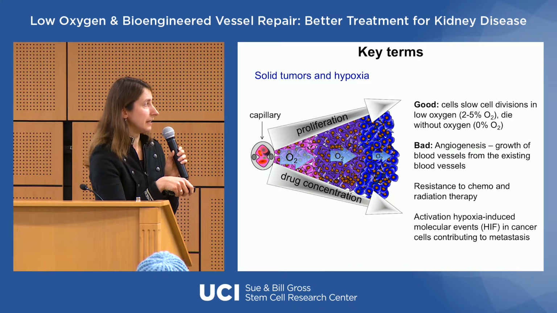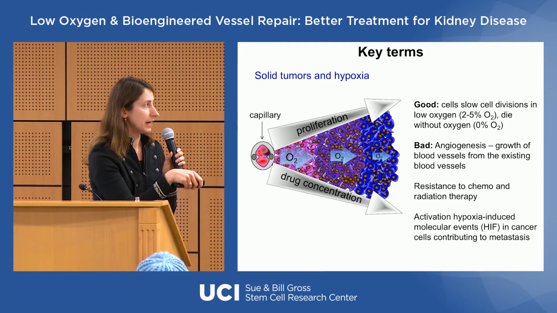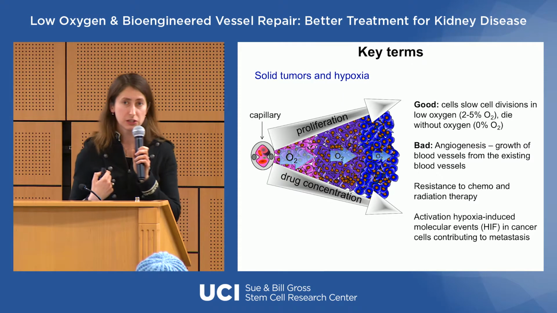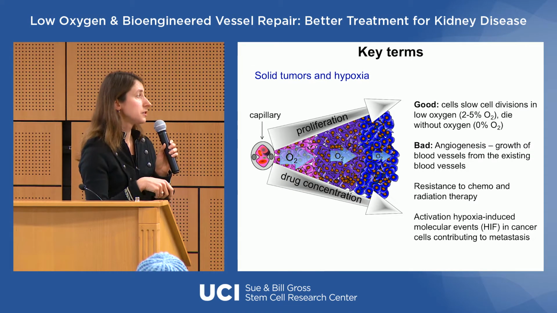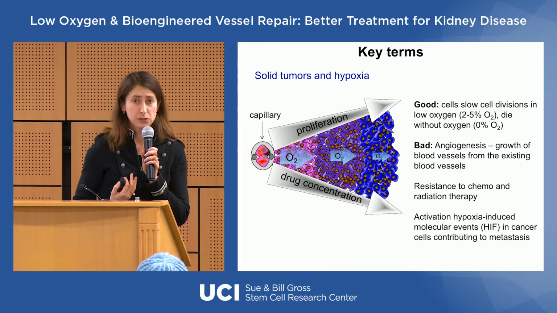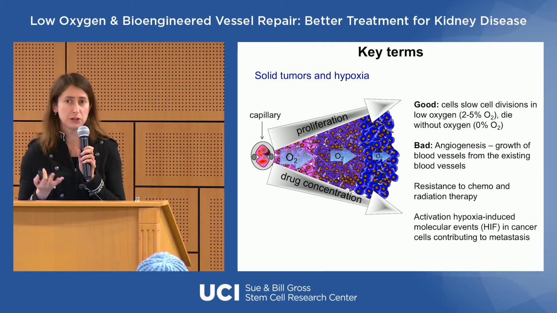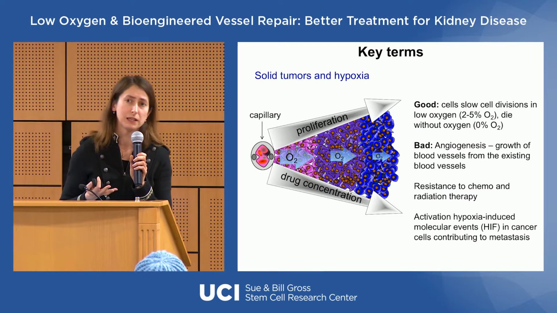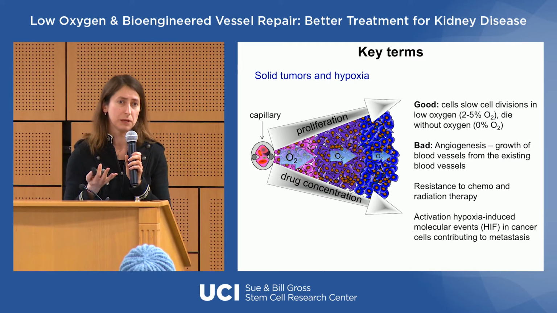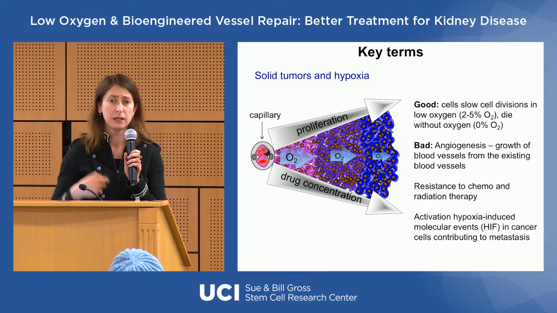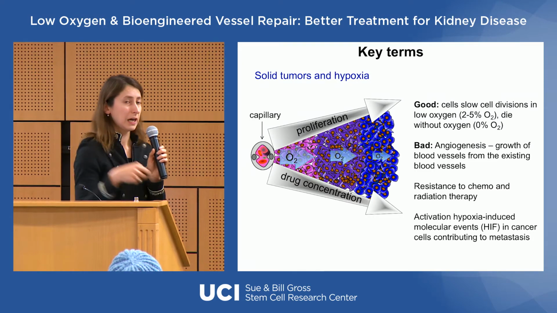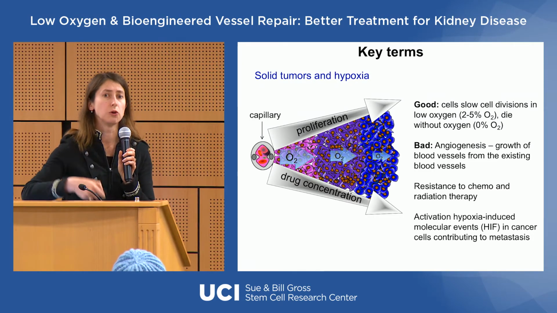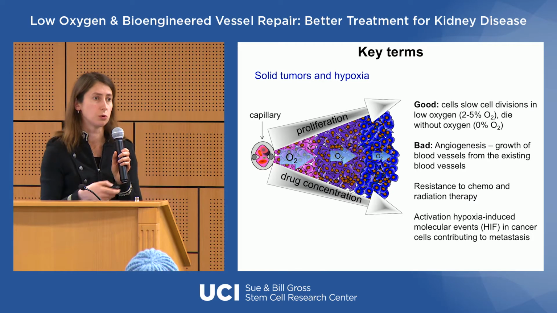And then finally, there is activation of hypoxia-induced molecular events. And here I am talking about hypoxia-inducible factor. That's a transcription factor I will talk about a little bit more. And then this contributes to metastasis. So I think all of us know that the primary tumor very rarely kills a patient, but metastasis is what kills the patient, because cancer cells just go into different organs, and then this is where they destroy the organ. So hypoxia actually does make cells more metastatic. It stimulates cells to go somewhere else.